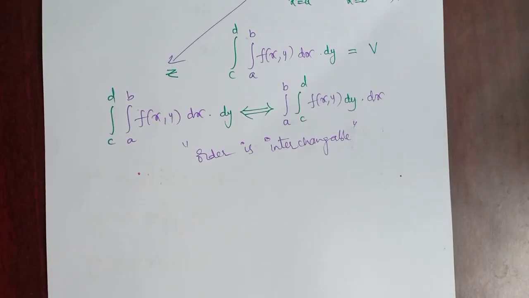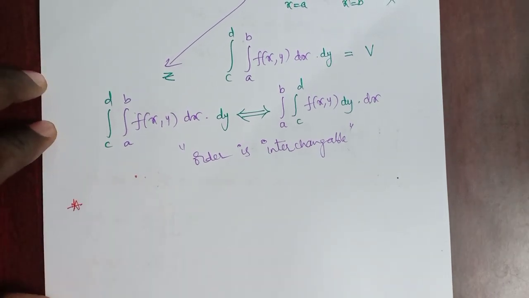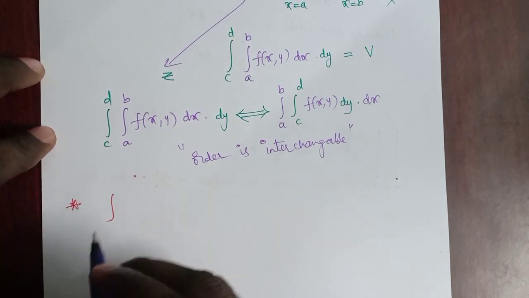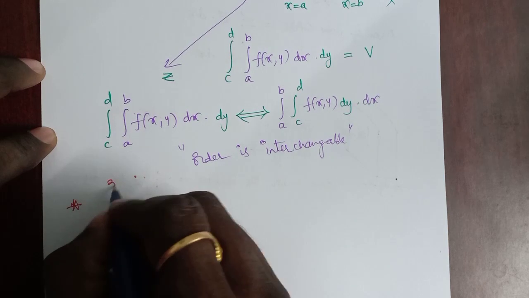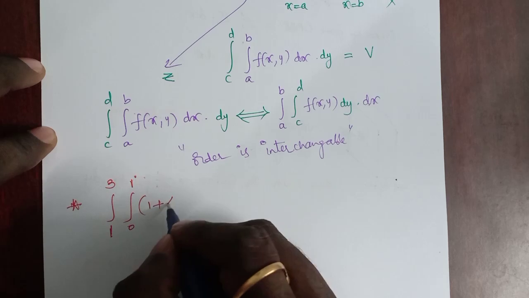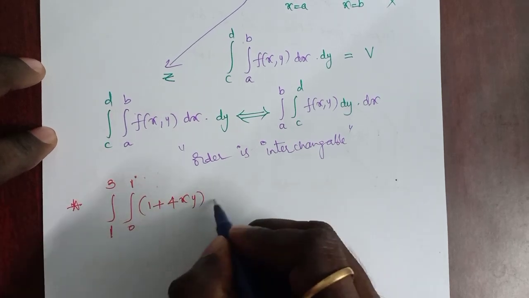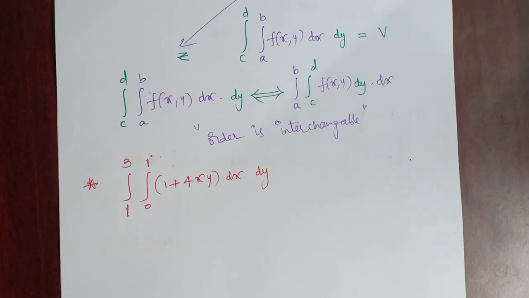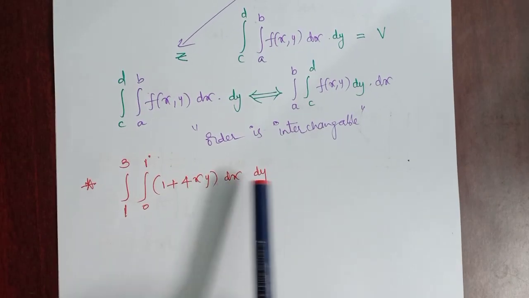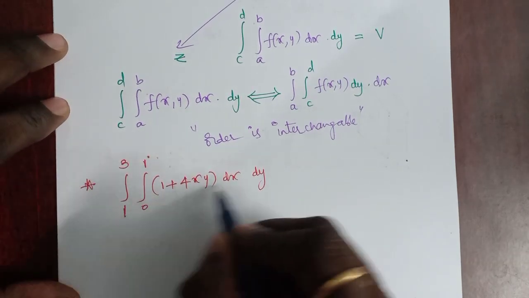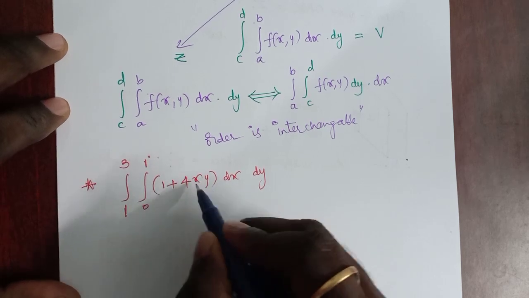So we solve one problem from this. Then we will get a complete idea about this double integration. So suppose integration of 1 to 3 and integration of 0 to 1, 1 plus 4xy, dx dy. Now first thing is with respect to dx and then dy. Now if you want to integrate this, treat y as a constant.